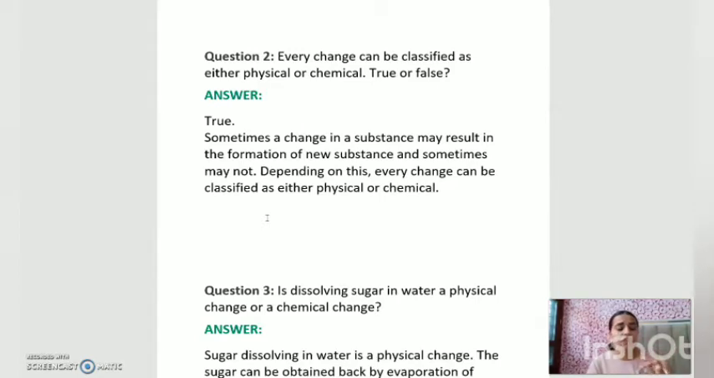Yes. We can see melting of ice. This is a physical change, and it can also be a reversible change, right? So yes, that means every change can be classified either physically or chemically. So this statement is true. Sometimes a change in a substance may result in the formation of a new substance and sometimes may not. Depending on this, every change can be classified as either physical or chemical, right?